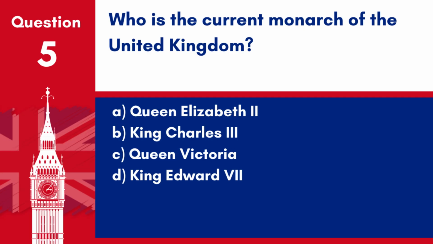Question 5. Who is the current monarch of the United Kingdom? A. Queen Elizabeth II. B. King Charles III. C. Queen Victoria. D. King Edward VII.